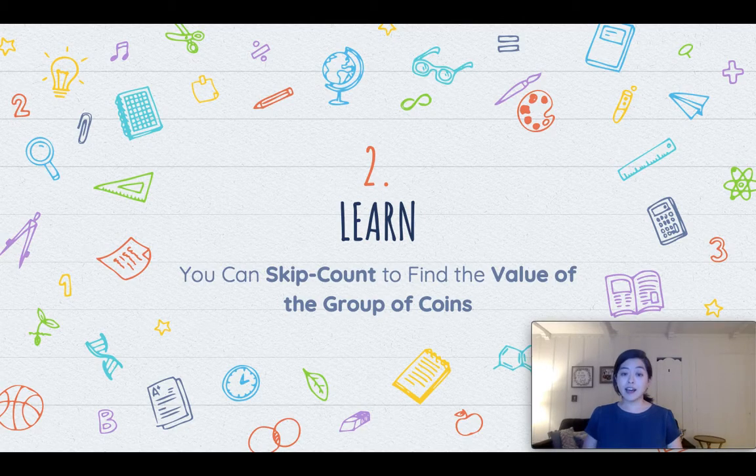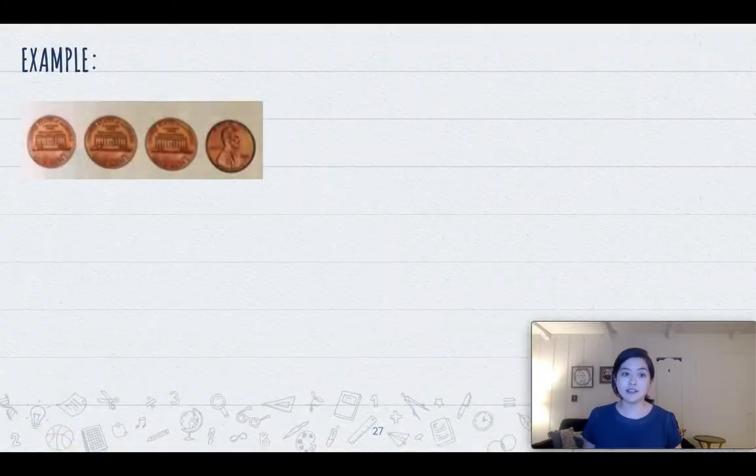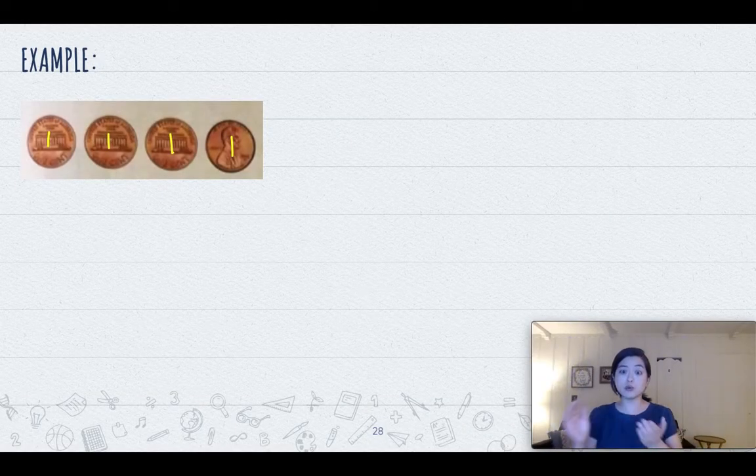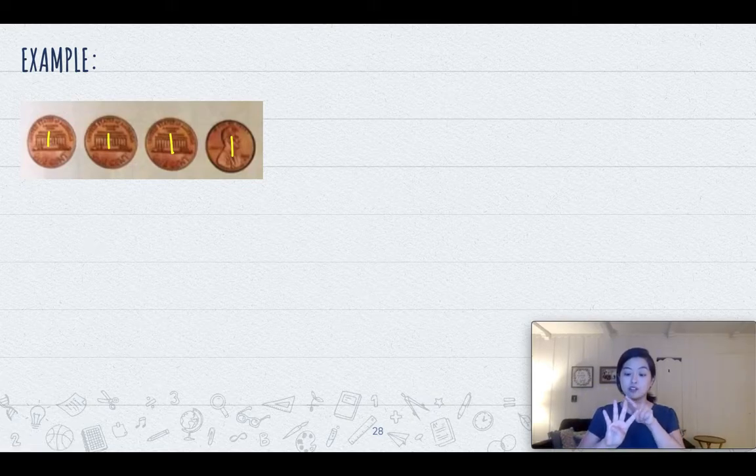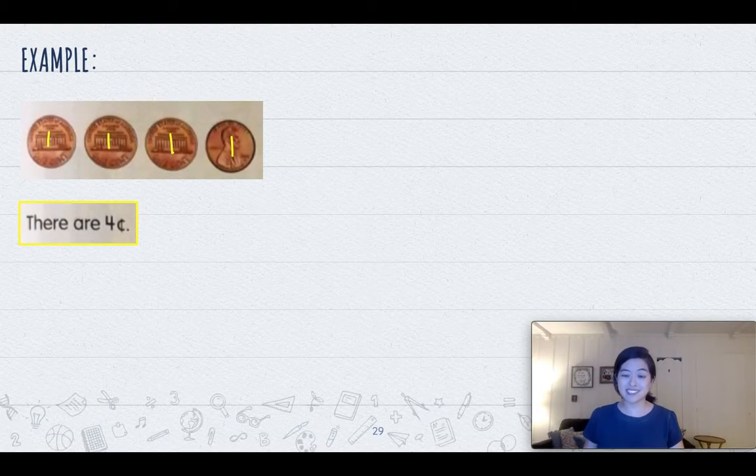Okay, now let's practice skip counting. Let's look at this. What's the name of these coins? These are all pennies. What's the value of 1 penny? It's 1 cent. So how much total do I have on this screen here? We're going to skip count by 1 4 times. Okay, ready? 1, 2, 3, 4. There are 4 cents on the screen.